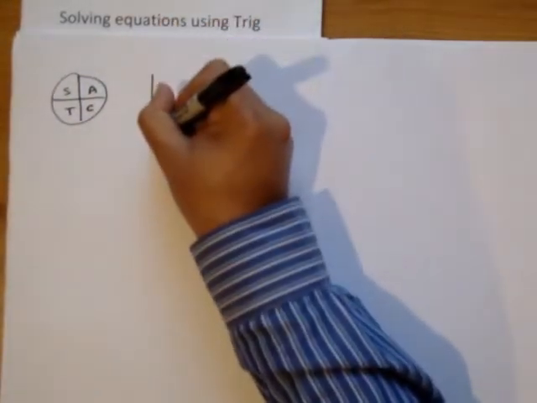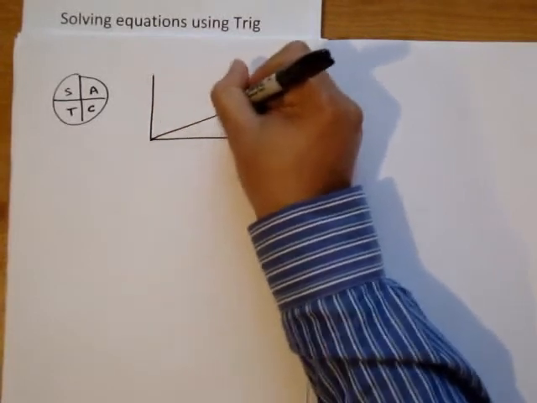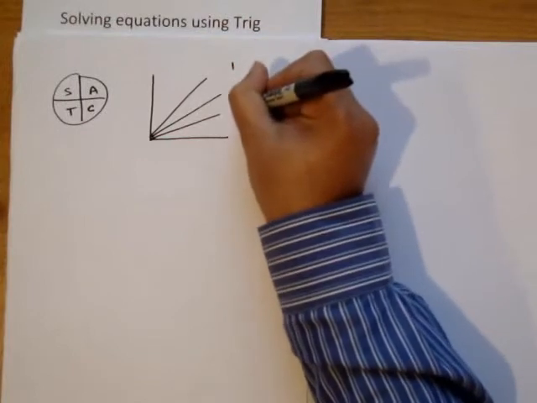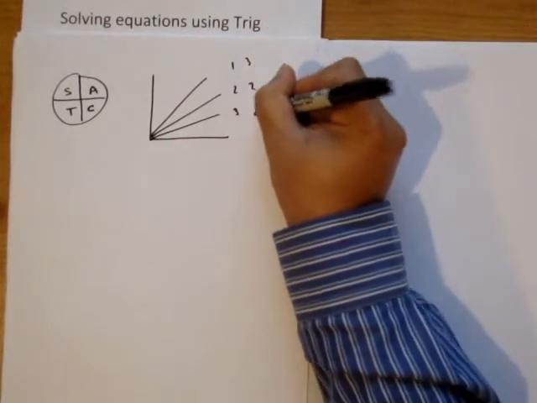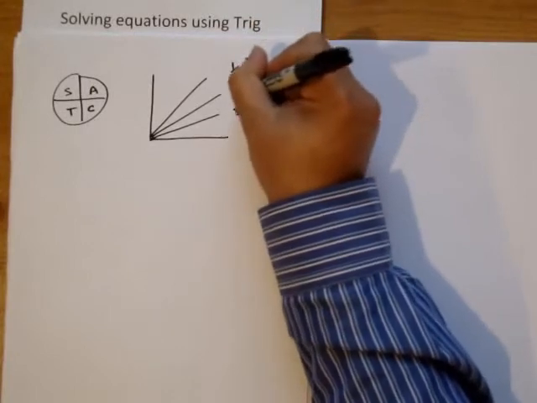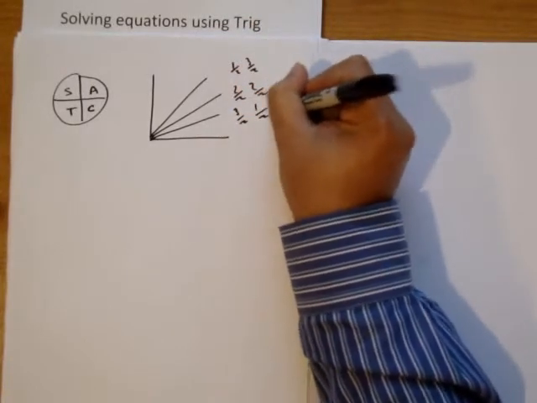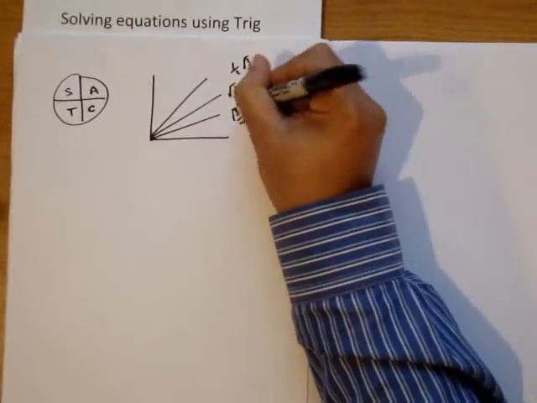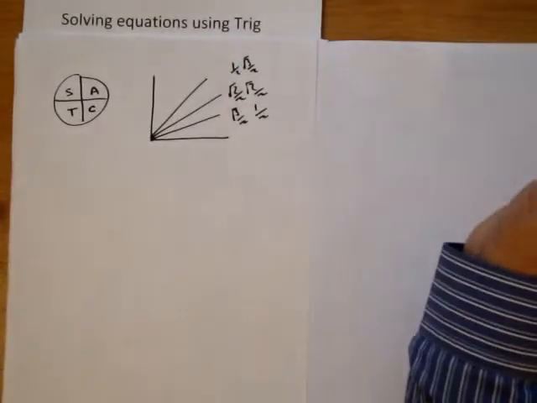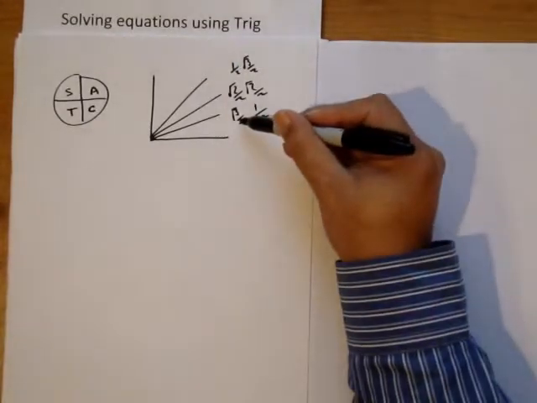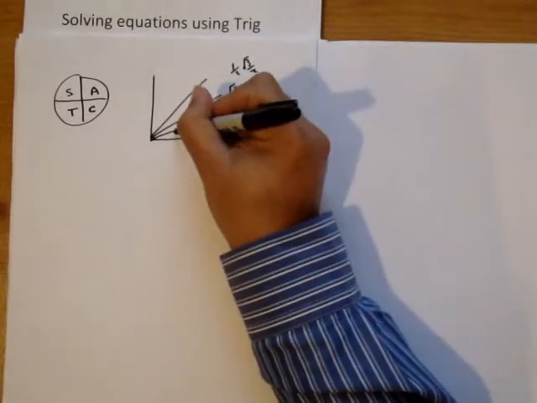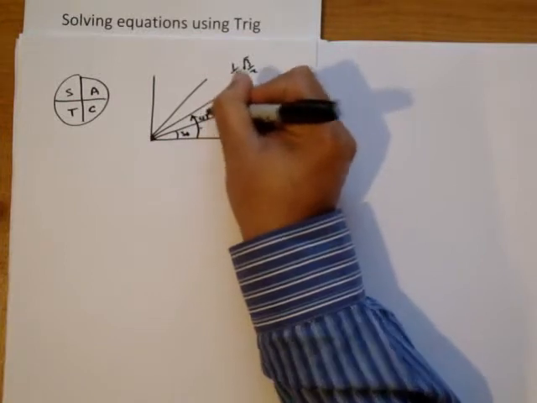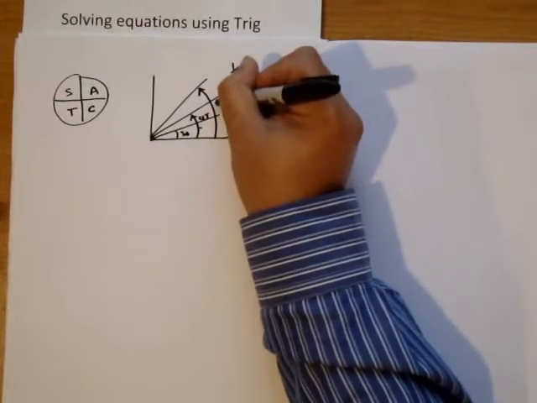Also, let's draw a quick diagram of our common angles: 30 degrees, 45 degrees, 60 degrees, with sides 1, 2, square root of 3, and 1, 1, square root of 2. And this gives us the values for the sines and cosines: 1 over 2, square root of 2 over 2, and square root of 3 over 2, for 30 degrees, 45 degrees, and 60 degrees.